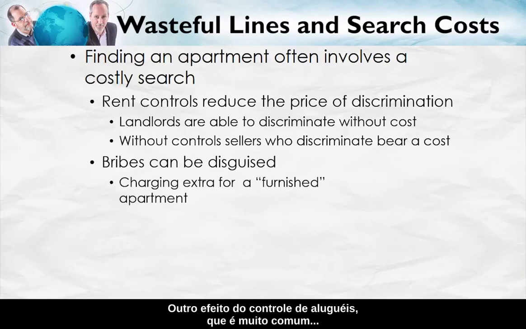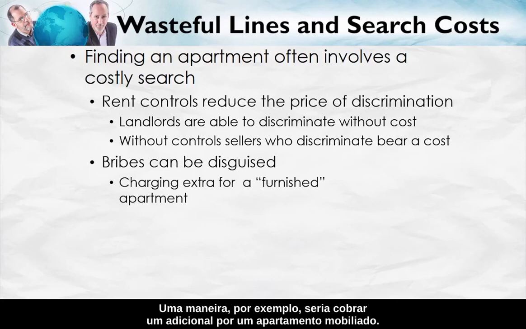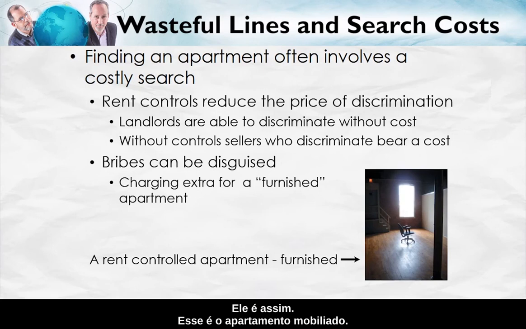Another effect of rent controls, which is very common, is paying bribes to get a rent-controlled apartment. Bribes, of course, are illegal, but there are ways of disguising the bribe. One way, for example, would be to charge extra for a furnished apartment. What does a furnished apartment look like in New York City for a rent-controlled apartment? It looks like this. That's a furnished apartment. You get the idea. It's a way of paying a bribe under the table.